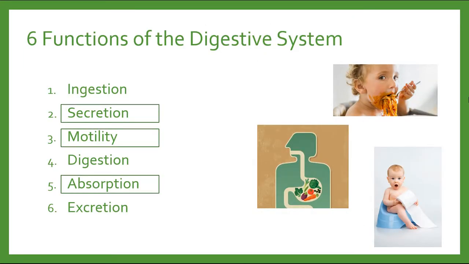We'll now move on to looking at the functions of the digestive system. Some we've already talked about or are hopefully self-explanatory, so we won't need to discuss them in detail. The six functions are: one, ingestion, the bringing of the food into the mouth. Two, secretion, which we will talk about in more detail. Three is motility, the movement of the food throughout the system. Fourth is digestion, which we've talked about already. Fifth is absorption. We'll go into a little more detail there. And finally, sixth is the excretion, or the elimination, of the waste.